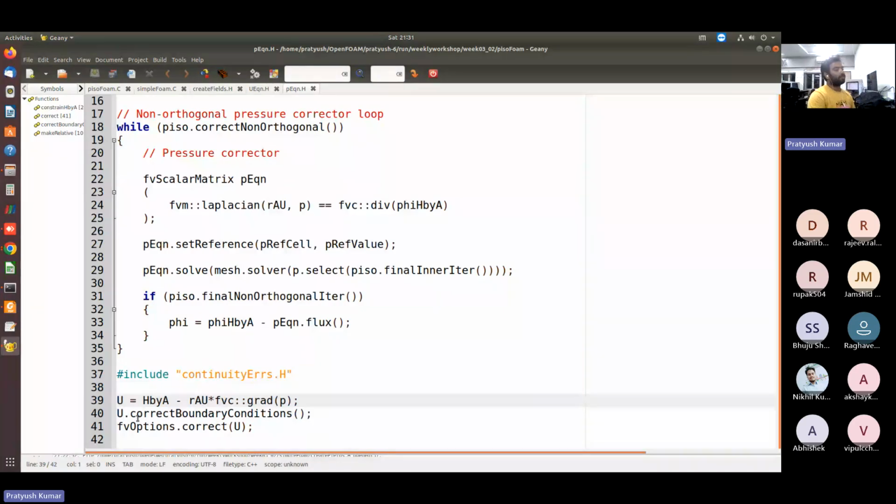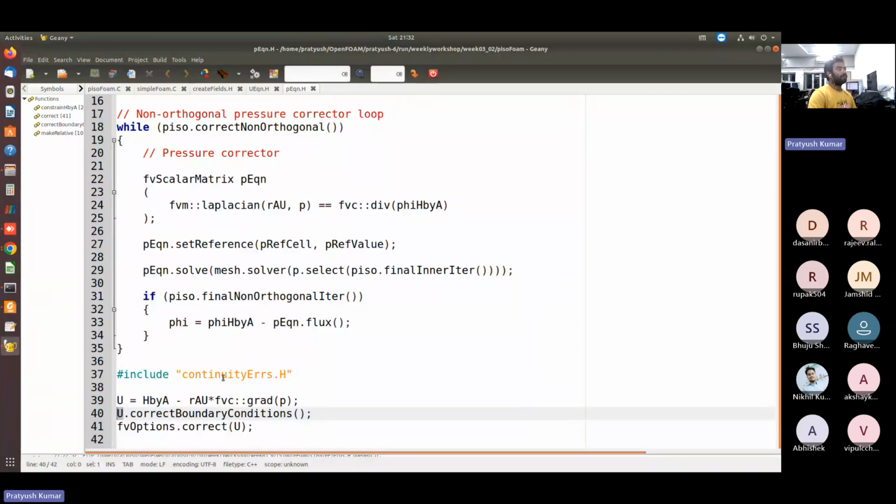And using this u value, the boundary condition has been corrected. So the values that you have given in the zero folder as the initial boundary condition need to be updated after every iteration. So that is why this correct boundary condition function is going to update the value of the velocity field here.